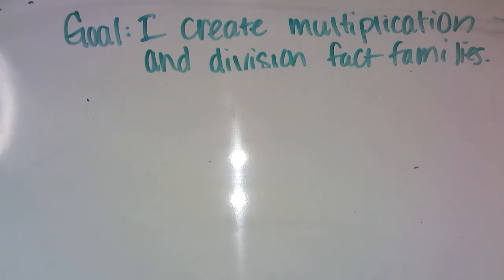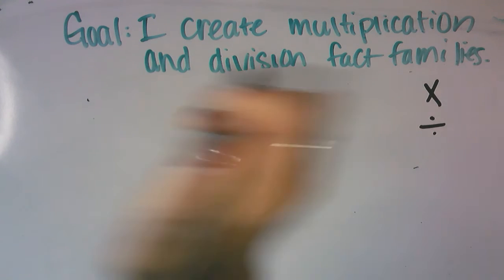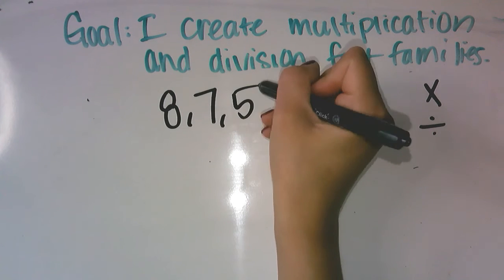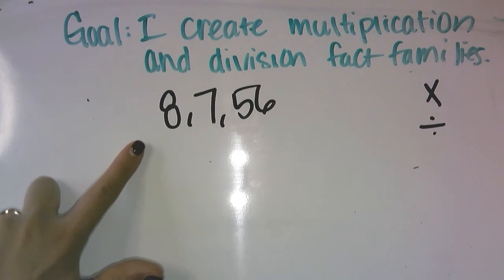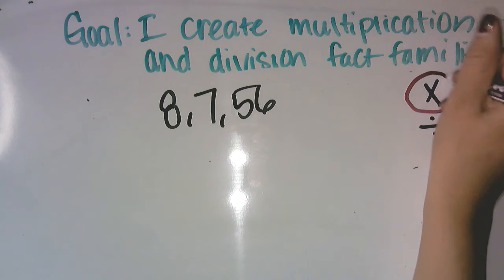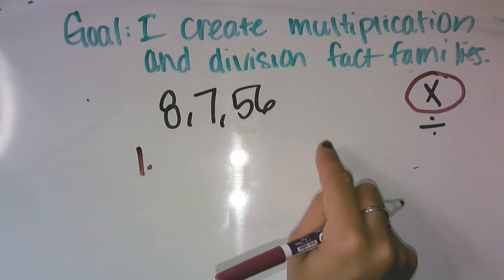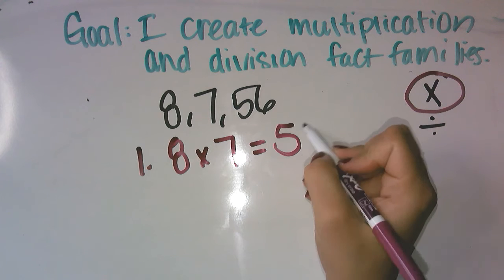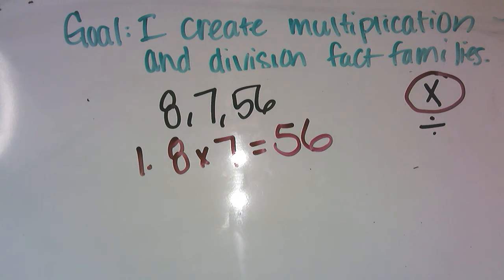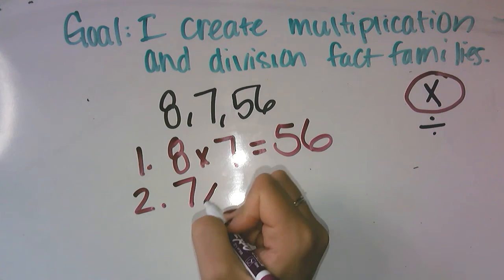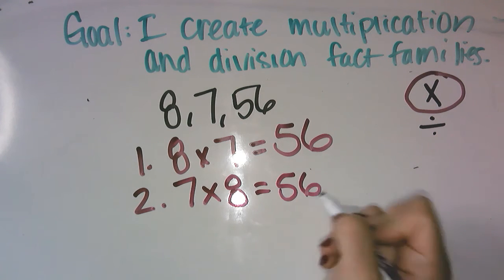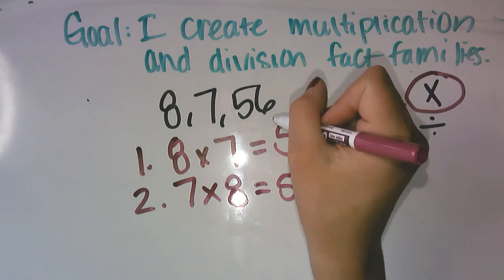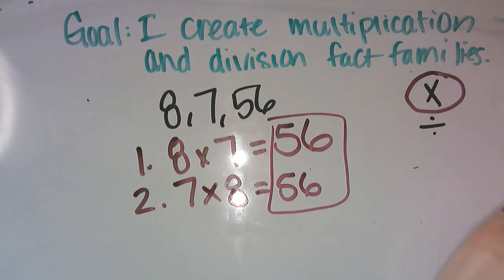So again, we're making multiplication and division families. So let's do 8, 7, and 56. Again, you're only using these three numbers. So when multiplying, I know my 56 needs to be by itself. So I'm going to start with 8 times 7 equals 56. And then I can do 7 times 8 equals 56. And I know these are right because I know my multiplication facts. I also know that when I multiply, my biggest number should be by itself in my fact family.